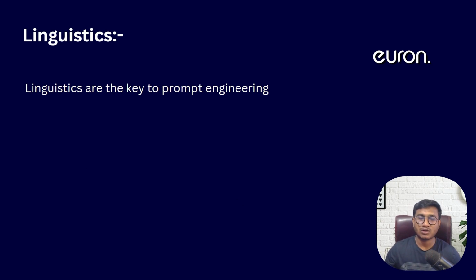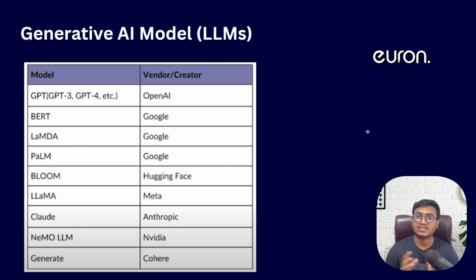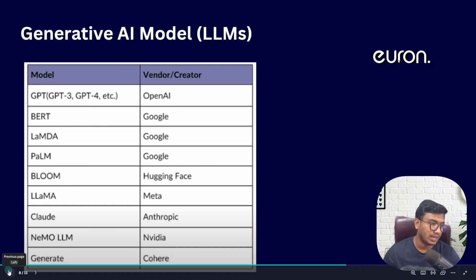If you have good knowledge about linguistics, you can design a good prompt for the large language model. Now we have already studied large language models, or generative AI models, right? There are different kinds of generative AI models available, like GPT, BART, LaMDA, PaLM, BLOOM, Llama, Claude, then NeMo LLM, Cohere. Apart from that, there are so many large language models available.